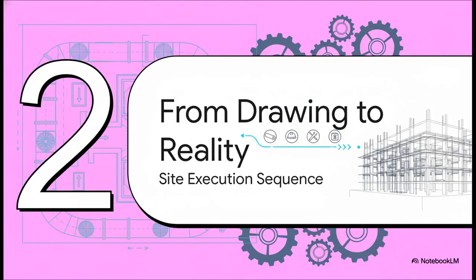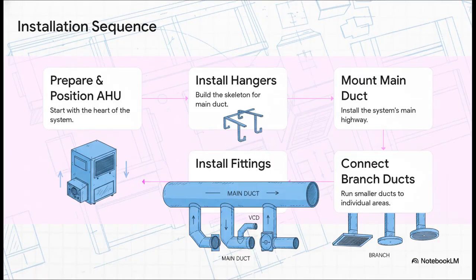Okay, so now that we can read the plan, it's time to actually build. With a really solid understanding of the blueprint, we can finally translate that knowledge into a physical installation sequence. This is where the plan really meets the real world. Now, this sequence is absolutely critical, and it's designed specifically to prevent rework. You always start with the heart of the system, the AHU. Then you build out the skeleton, the hangers and supports.